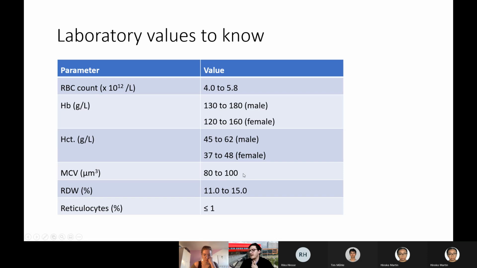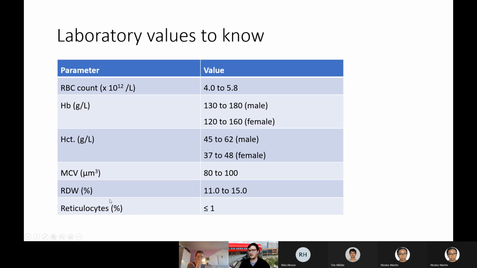And this is important. It's 80 to 100. I want you guys to remember just this value, 80 to 100 for now. Red blood cell distribution width in percentage. If you recall, we talked about earlier how some red blood cells vary in size from other red blood cells. Well, it's normal if 11 to 15% of your red blood cells vary in size.